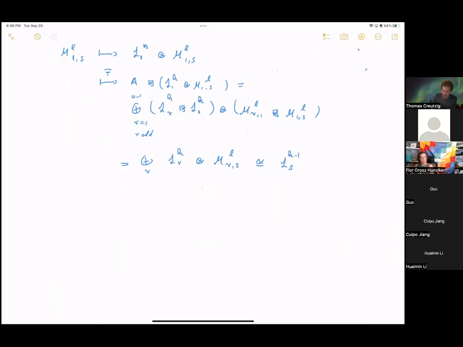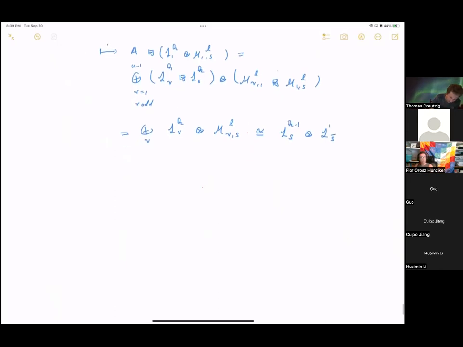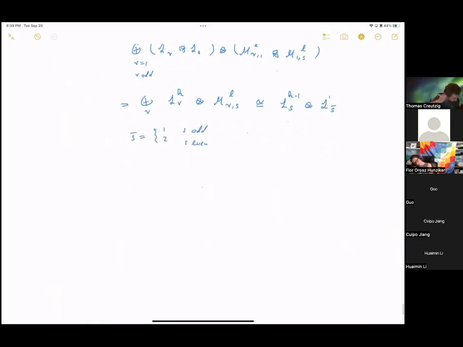module of the affine VOA of SL2 at level k minus 1 at weight label S minus 1, times the module of the lattice VOA at weight label S bar. And here, let me just tell you what S bar is. S bar is equal to 1 or 2, depending on S being odd or even. So it's also not very important what it is.